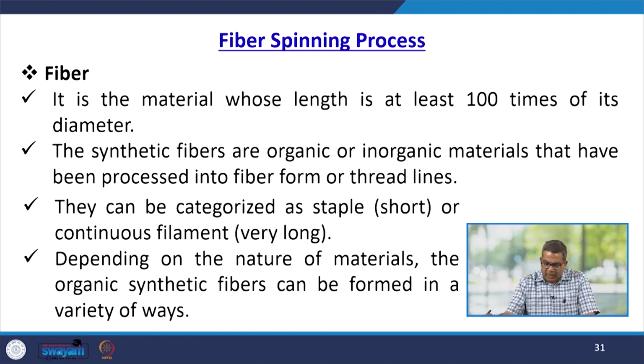Let's talk about the fiber spinning process. A fiber is a material whose length is at least 100 times its diameter. Synthetic fibers are organic or inorganic materials that have been processed into fiber form or thread lines. They can be categorized as staple, or short fibers, or continuous filament, that is very long fiber. So depending on the nature of the material, the organic synthetic fiber can be formed in a variety of ways.